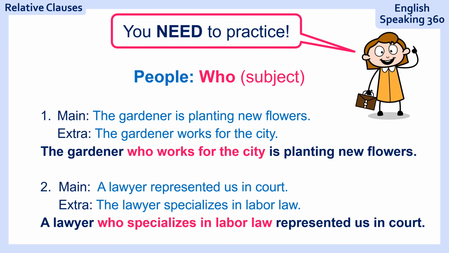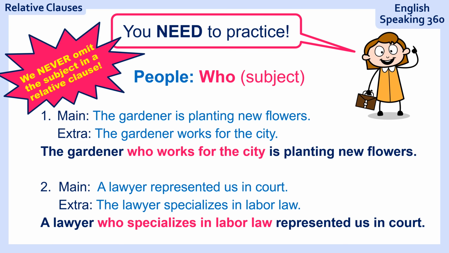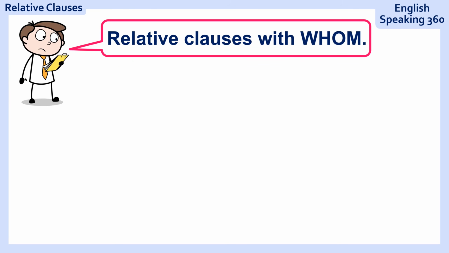Here's something you should know. We never omit the subject in a relative clause. The subject in this case, in the first example, is who. Okay, so you cannot remove it. You cannot omit it. You cannot say the gardener works for the city is planting new flowers. It doesn't make sense. In the second example, it's the same thing. You cannot remove who. Who is very, very important because it is the subject of the relative clause.